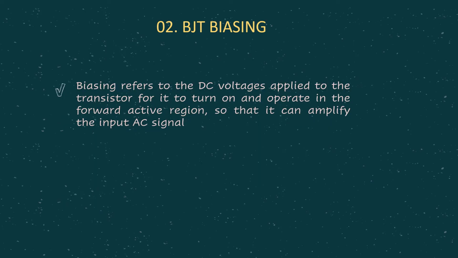Now we come to the second subtopic, which is on BJT biasing. But first, what is biasing? Biasing actually refers to the DC voltage which is applied to turn on the transistor so that this transistor can be operating under forward active region so that it can amplify input AC signal.